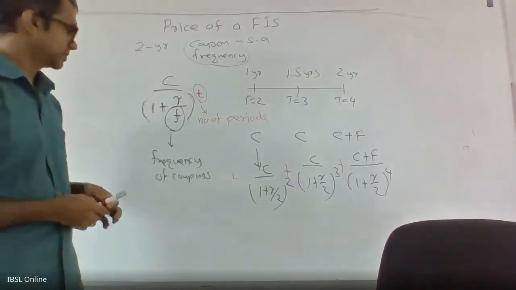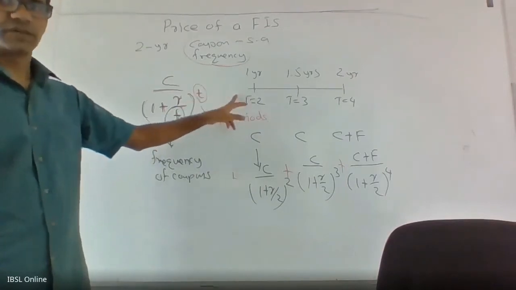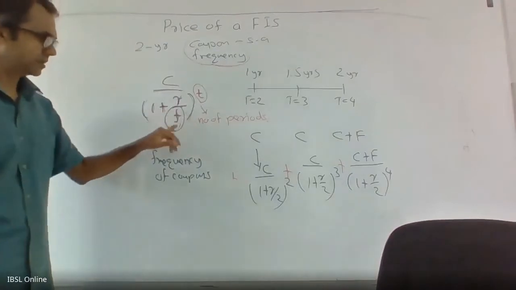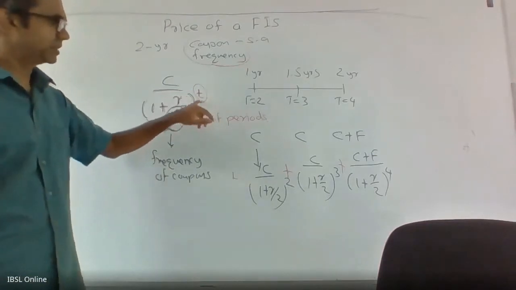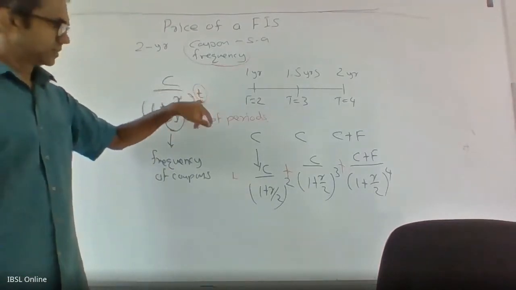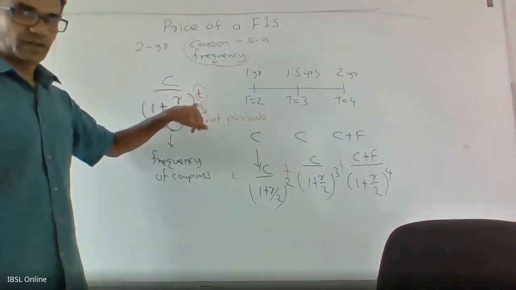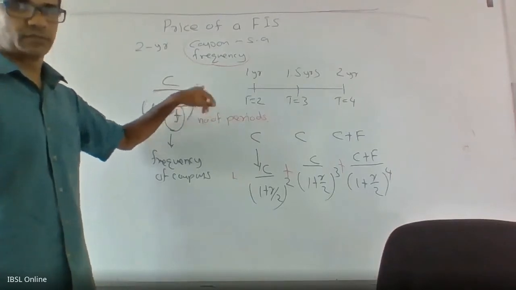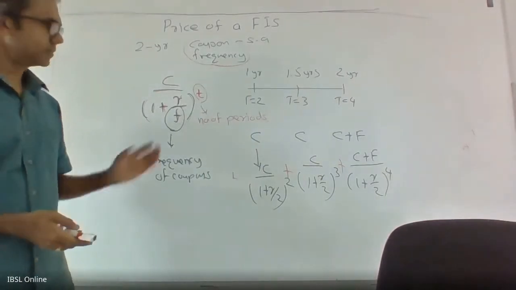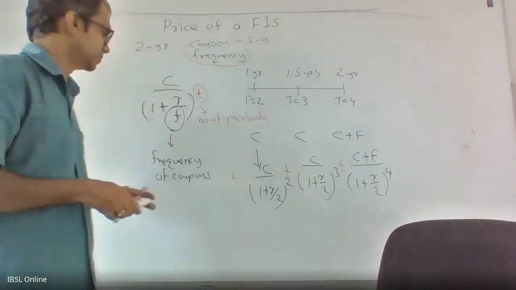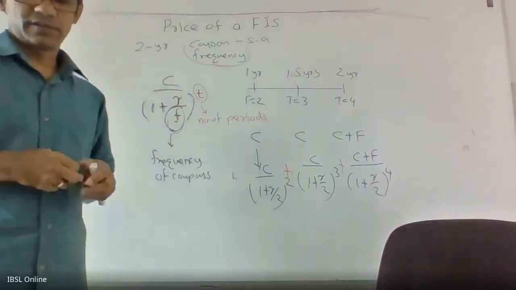If it is monthly payments, F would be 12. Then 1, 2, 3, 4 here means 1 month, 2 months, 3 months, likewise. If it is semi-annual, F would be 2, because 2 coupons per year. Then these time periods would be 1, 2, 3, 4 again, but 1 means 1 semi-annual period. 2 means 2 semi-annual periods. 3 means 3 semi-annual periods. So therefore, both the equations you can adjust accordingly, even the annuity equation.